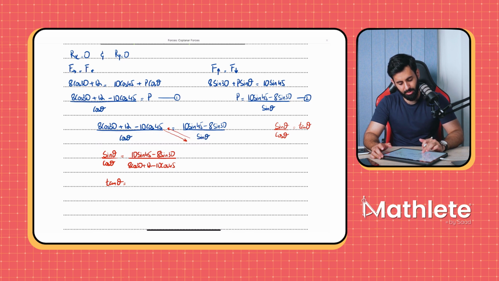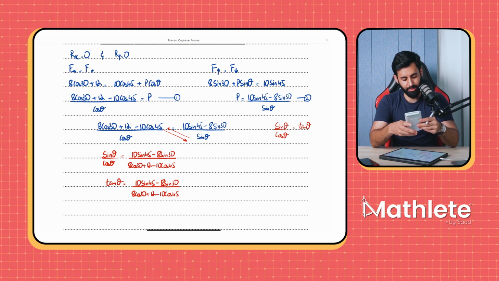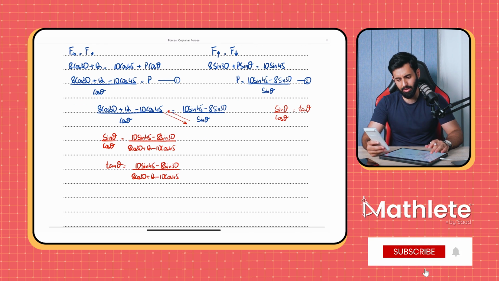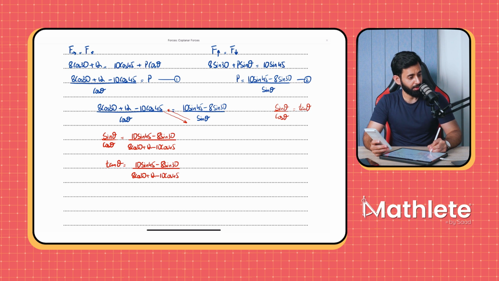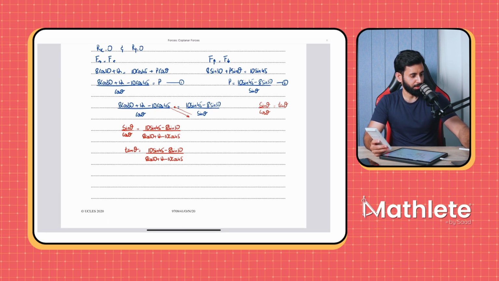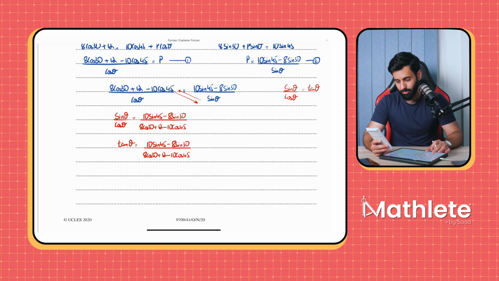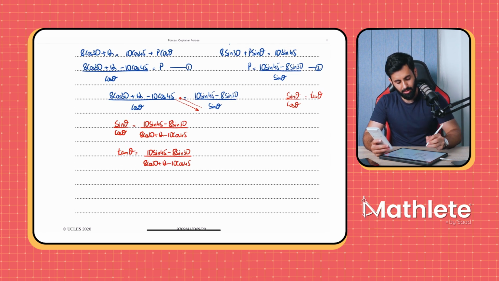So again, I'm just going to save some time and copy paste it. But now we're going to use a calculator to figure this out. So 10 sine 45, close the bracket, minus 8 sine 30, close the bracket, divided by 8 cos 30 plus 12 minus 10 cos 45. Just make sure that you reset your calculator, and then take the tan inverse of it. So we have theta, which is equal to, let me make sure, yep, that's the correct answer, 14.5. So theta is equal to 14.5 degrees.